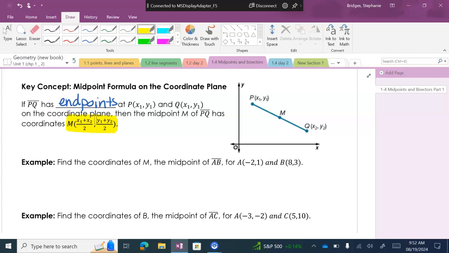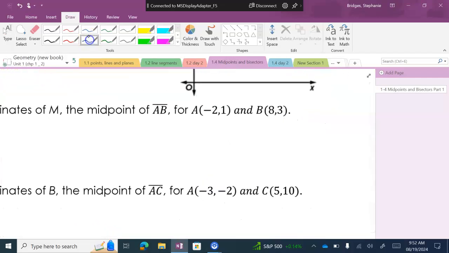Our first example, find the coordinates of M, the endpoint, for segment AB. What is the ordered pair for A? What does it tell you on your paper? -2 and 1. So what I like to do is label those. That's x1 and y1. I'm just going to put it above. That way when I plug it into my formula, I do not make any mistakes. Now, does it matter if I call A x1, y1 and B x1, y1? No, it doesn't really matter, just as long as one of them is x1, y1. So what would B have to be? x2 and y2, right?